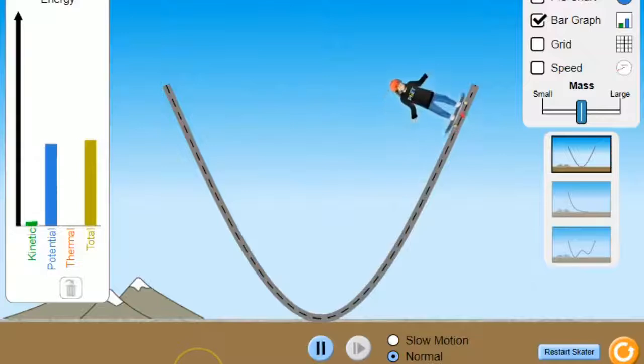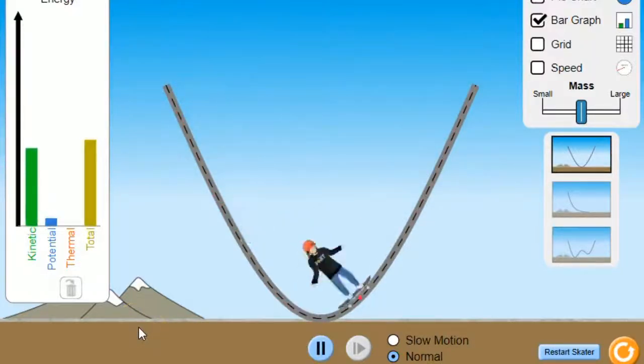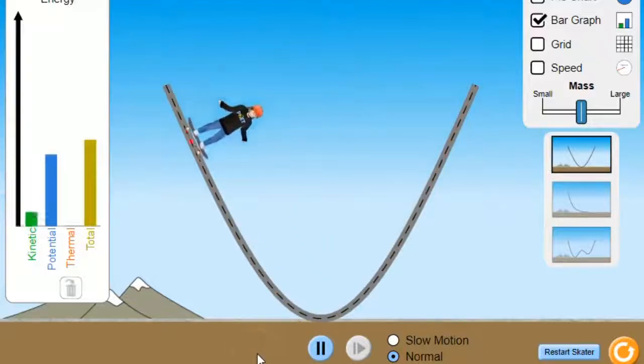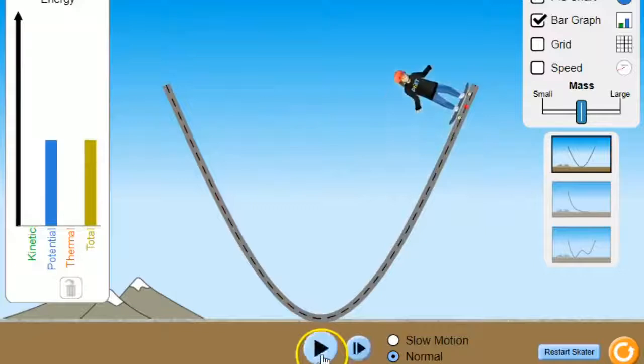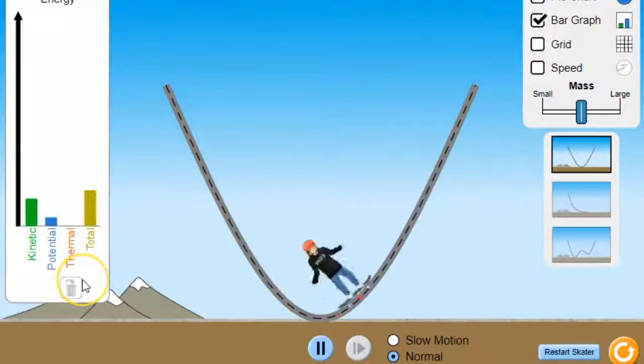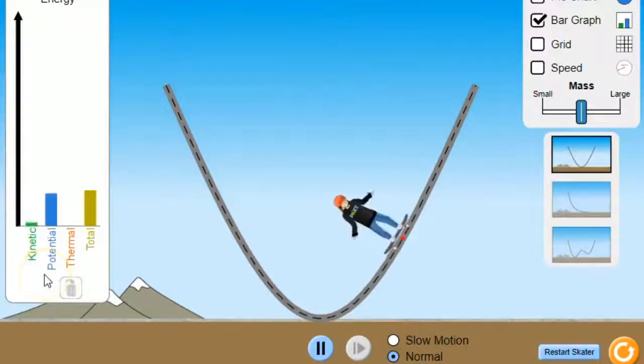Notice that when the skater is at the very top ends, the potential energy is at its highest. Gravitational potential energy is highest when the skater is furthest away from the ground. If I start the skater lower on the track, the skater has less gravitational potential energy when it starts. This means that the skater won't go as high up on the other side of the track.